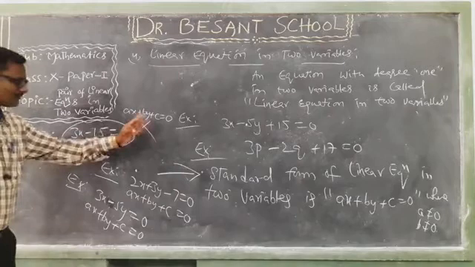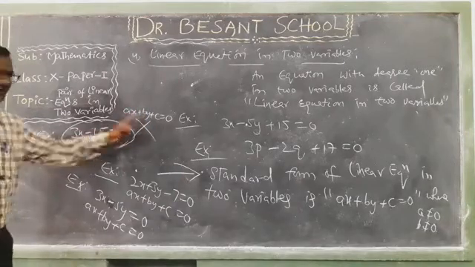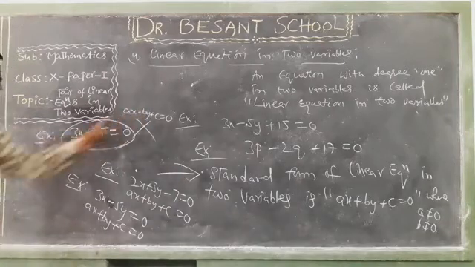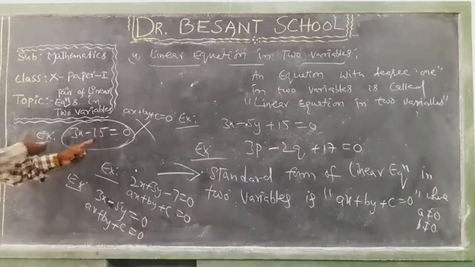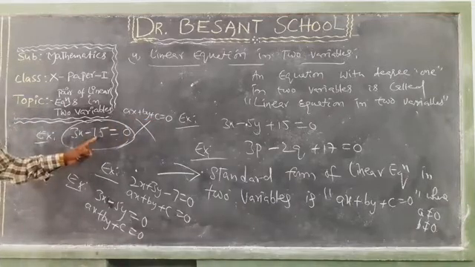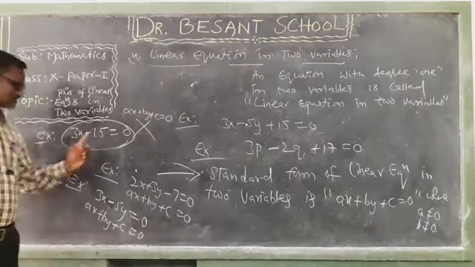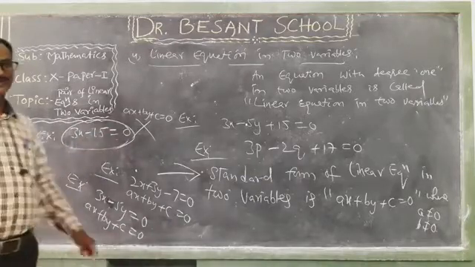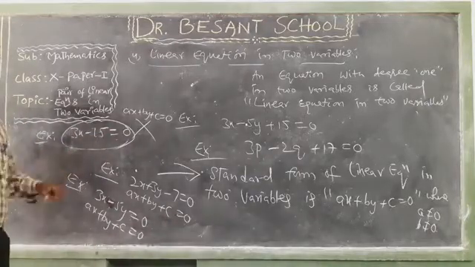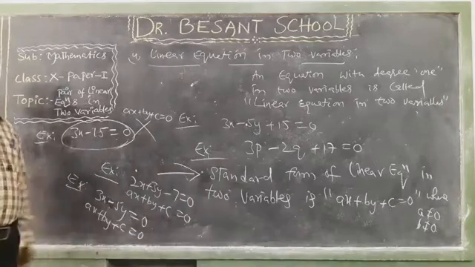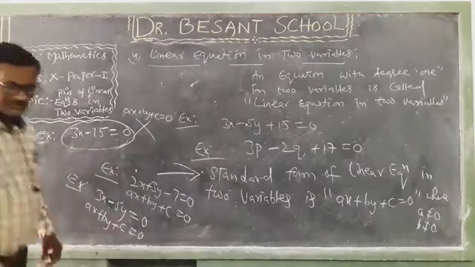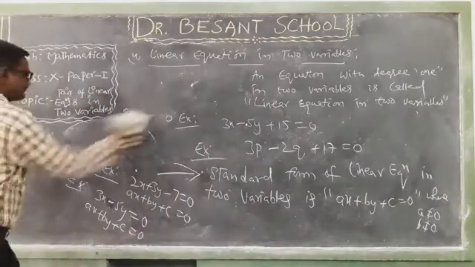Of course, it is of the form ax plus by plus c equal to 0, where a equal to 3, b equal to 0, there is no y, c is equal to minus 15. Of course, but it is a linear equation in one variable. It is not a linear equation in two variables. Okay, children? Now observe.